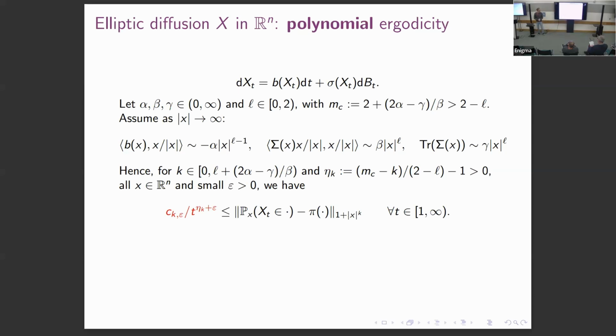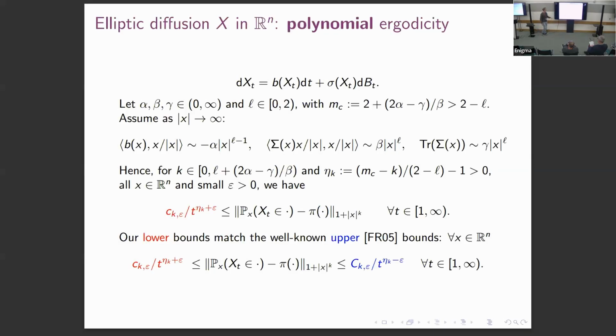And now the main question: are those bounds any good? Well, it turns out that our lower bounds match the well-known upper bounds from the important results. And yes, this holds for general convergence of moments, but also for the total variation distance.